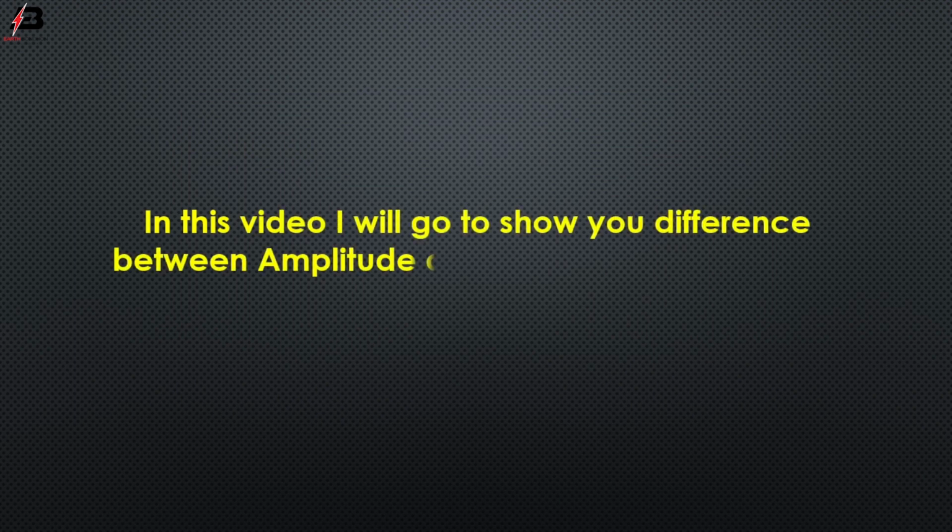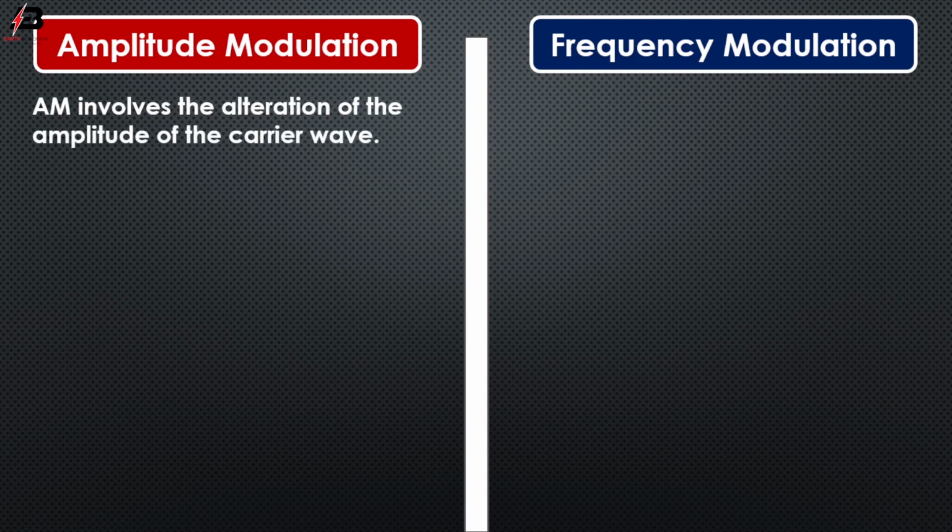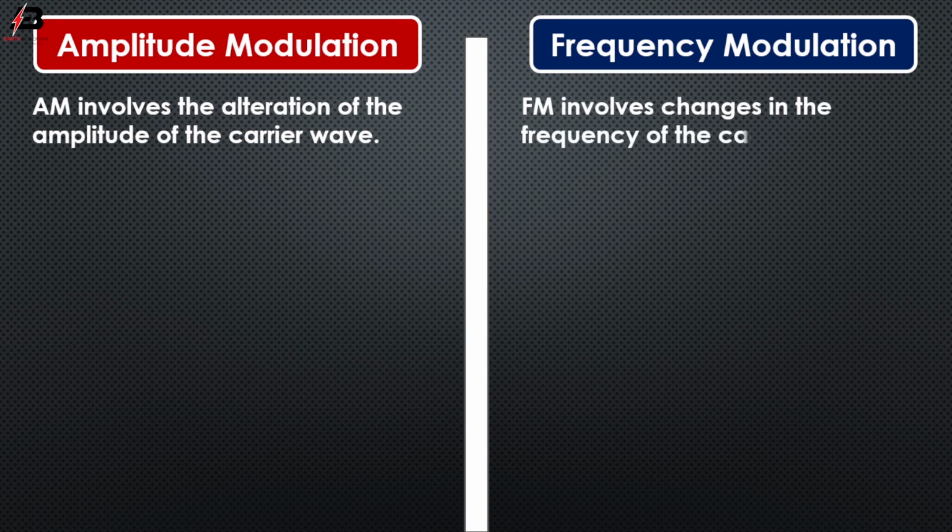In this video, I will show you the difference between amplitude and frequency modulation. Amplitude modulation. AM involves the alteration of the amplitude of the carrier waves. FM involves changes in the frequency of the carrier waves.